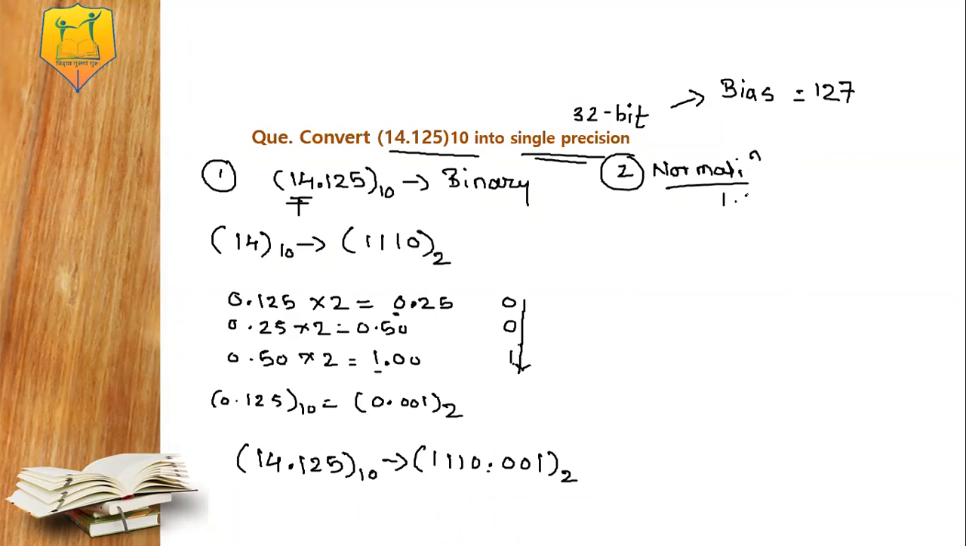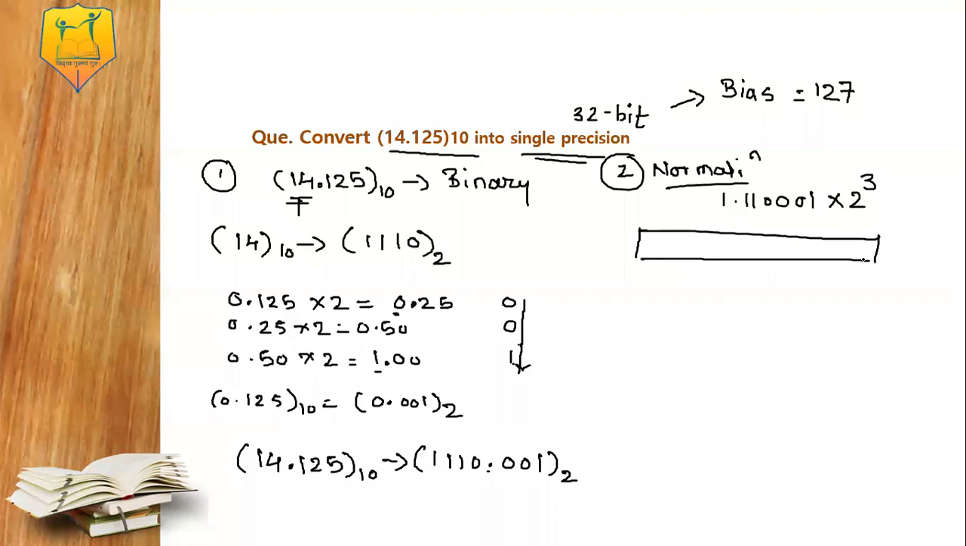That is 1.110001 into 2 raised to... how much is it, guys? How many digits did we shift? We shifted 1, 2, 3 digits. So 2 raised to 3. And if I am talking about the SEM format, then here is my true exponent. S is what? Minus 1 raised to 0, because it's my positive number. The exponent is 3 and the mantissa is 110.001.